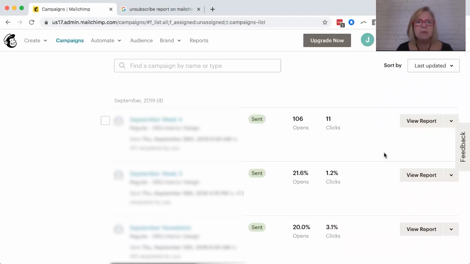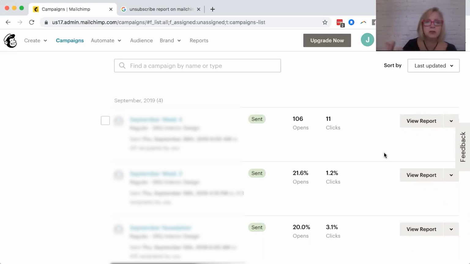So I like to give them a week, because sometimes people will wait until the weekends to go ahead and read your email, especially if you are a business to consumer business. Sometimes people like to wait till the weekend so they can really dig in and pay attention to what your email is all about and the information you're providing them. So give it about a week, and then put it in your calendar to check your report.